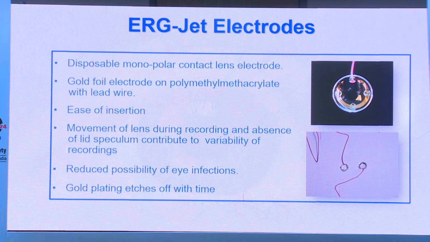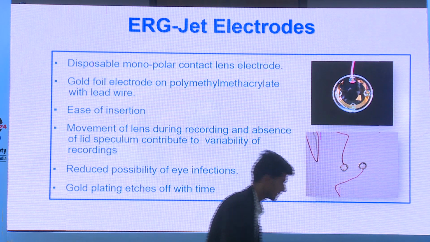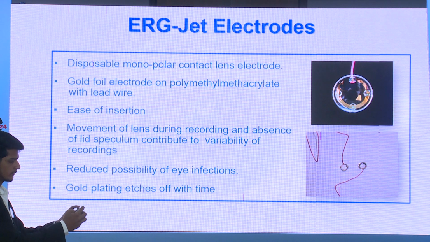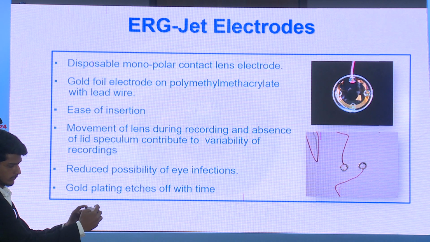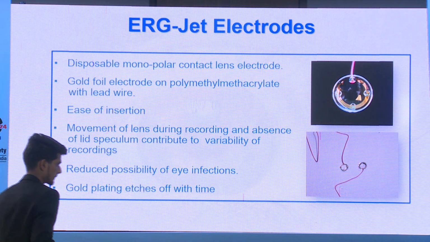Now, coming to the individual electrodes, the first is the jet electrodes. These are disposable monopolar contact lens electrodes, gold foil electrodes, or polymethylmethacrylate with lead wire. Ease of insertion is there. Movement of lens during recording in absence of lid speculum contribute to its variability of the recording. It reduced possibility of eye infection, but the only disadvantage is the gold plating itches off with time.